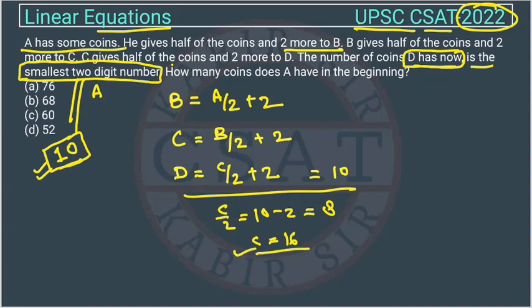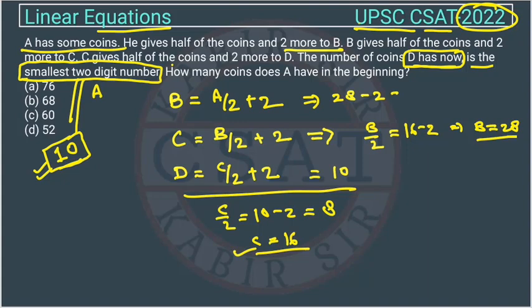If we have C, then we can calculate B from this equation. So B by 2 will be equal to 16 minus 2. So this will come out 14. Right. So B will become 28. Right. So if B is 28, from here we can calculate A. So it is 28 minus 2 is equal to A by 2. Right. So this will be how much? This will become A is equal to 2 into 26. So this will be 52.